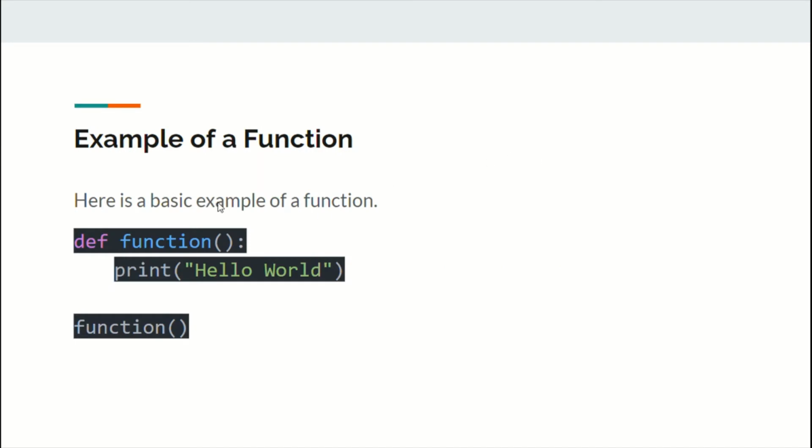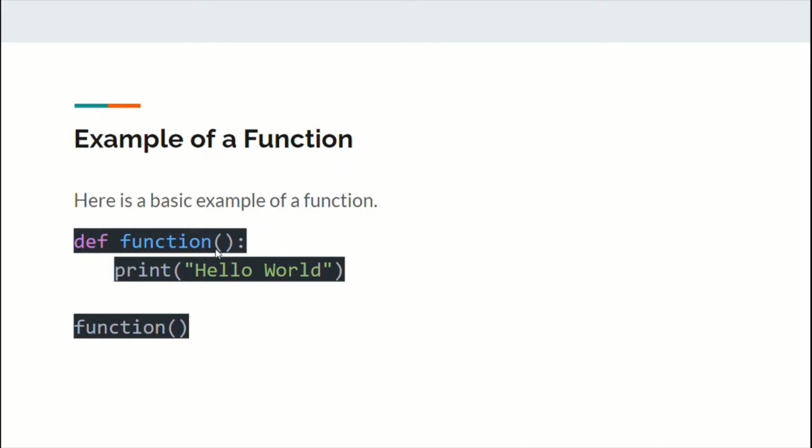Here's a basic example of a function. So first, you have to define the function. So start off with the word def. Then enter your function name. In this example, I just named my function as function. After the name of your function, you need a set of open and close regular parentheses. These parentheses will be used for parameters, as we will learn later, and to call the function.